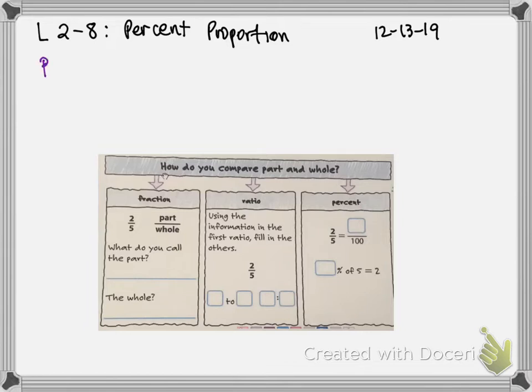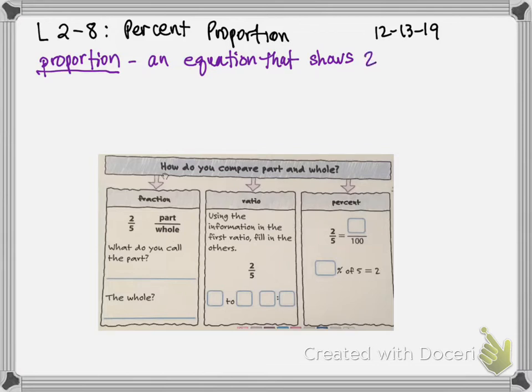Start with the word proportion. We've kind of talked about that before. It's an equation that shows two ratios are equal to each other.